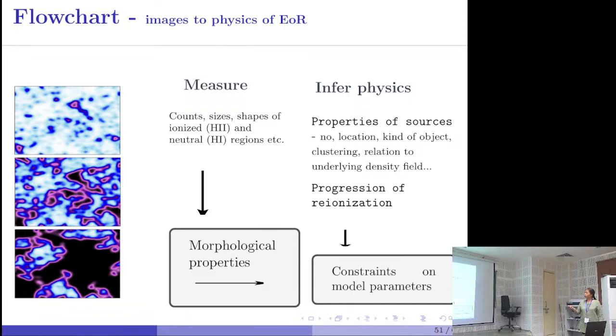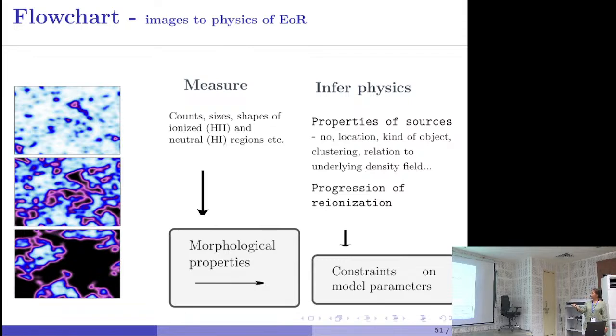So what can we do morphologically? We can count the number of ionized regions, bubbles. We can check their size. We can ask what is the shape of the ionized regions, what is the shape of the neutral regions. These are the kind of morphological questions we can ask. And for this, of course, the statistics that I described already. So these are basically morphological quantities.